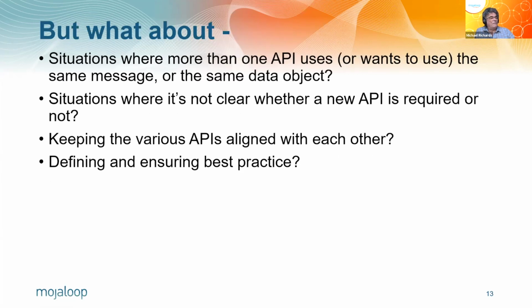But then what about situations where more than one API uses the same message or the same data object, which are likely to occur quite regularly, particularly, as I've said, in cases where we're going to have similar messages, but slightly different depending on the particular scenario we're talking about. What about situations where it's not clear whether a new API is required or not? How do we keep the various APIs aligned with each other? And how do we make sure that everybody is following the best practice, or at least the standard practice in Mojaloop, which of course is the best practice?